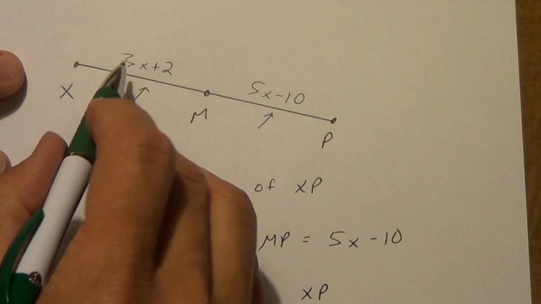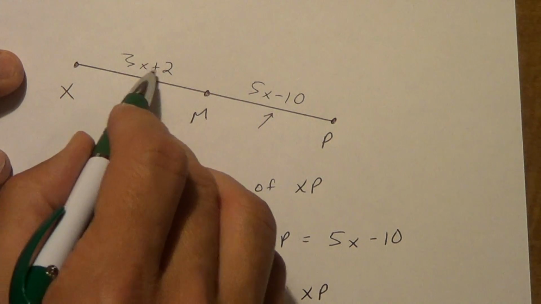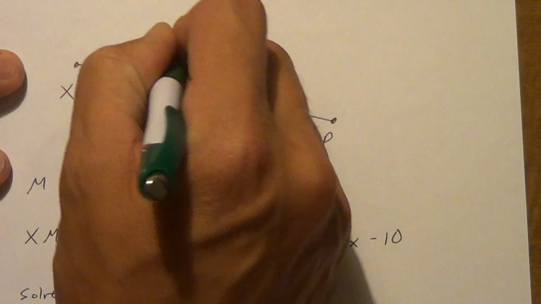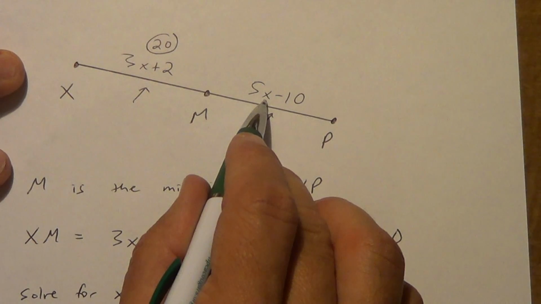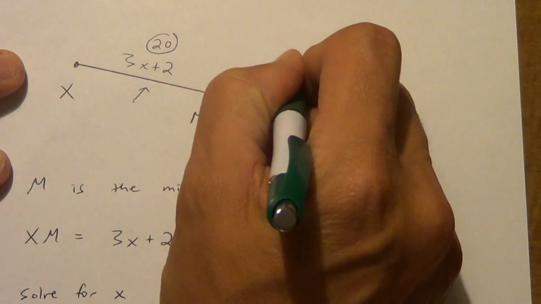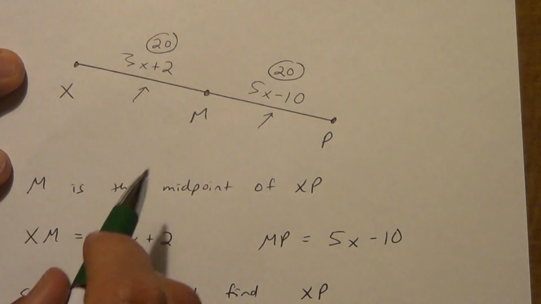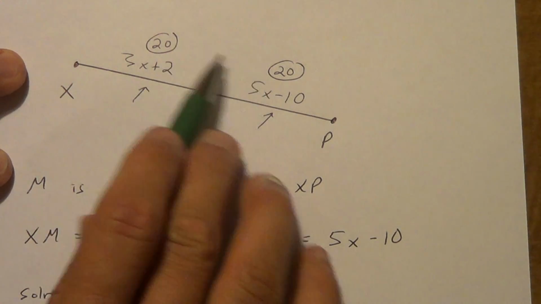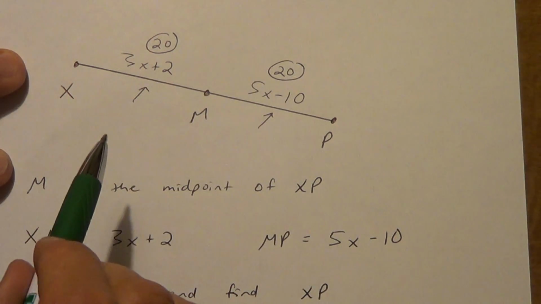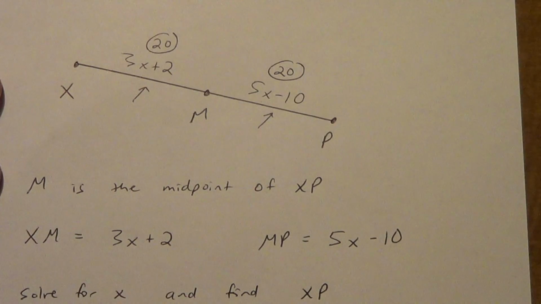First off, we're going to check to see if our answer makes sense. So 3 times 6 is 18, 18 plus 2 is 20, 5 times 6 is 30, 30 minus 10 is 20. All right, that's good. They're equal. If for some reason these were not equal to each other, then that means you did something wrong and you need to redo the problem.